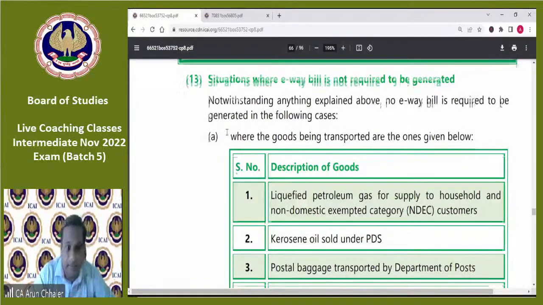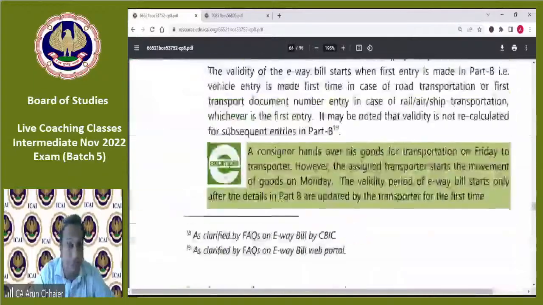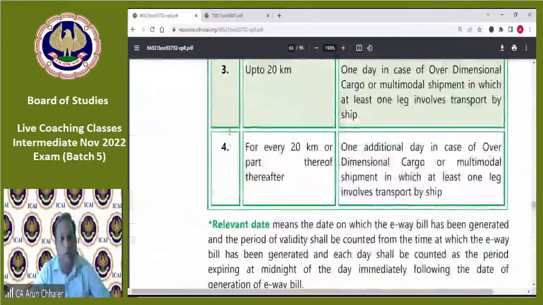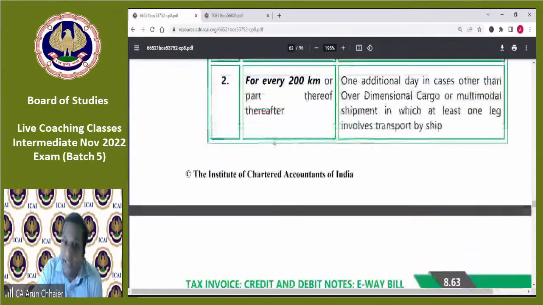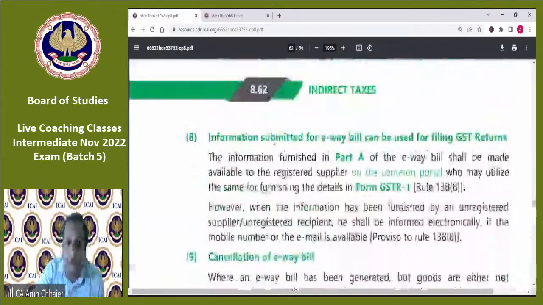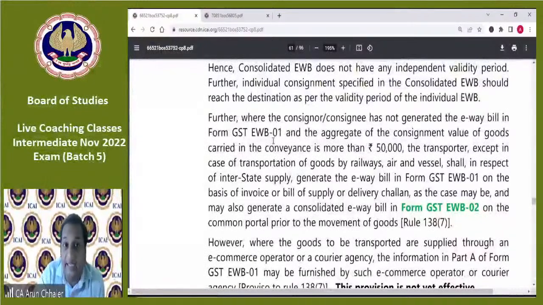But wait, I think one point is missed. Rule 138, sub rule 7. In the e-way bill topic, till now, only one provision is not yet effective: Rule 138, sub rule 7. That rule 138(7) is not yet effective till date.